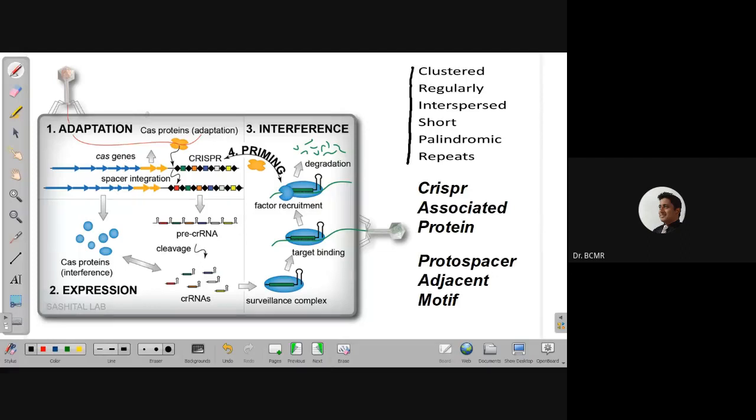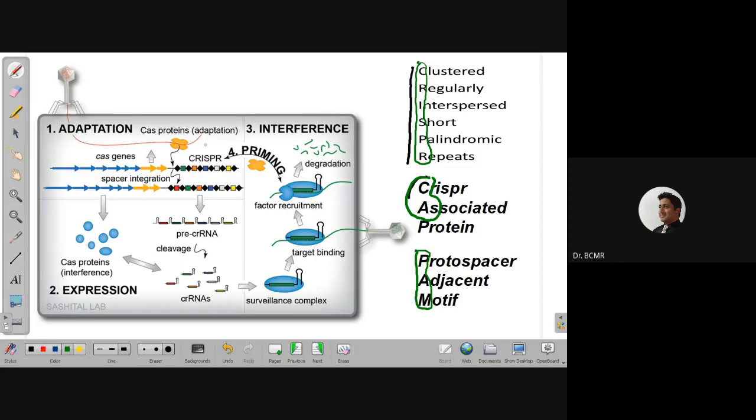In that, we need to understand several names. CRISPR is one, of course, an acronym, and we also have another acronym called Cas, that is the nuclease, coming from CRISPR-associated protein. There is one more acronym, PAM, that is protospacer adjacent motif. And of course, CRISPR is from here, clustered, regularly interspersed, short palindromic repeats.